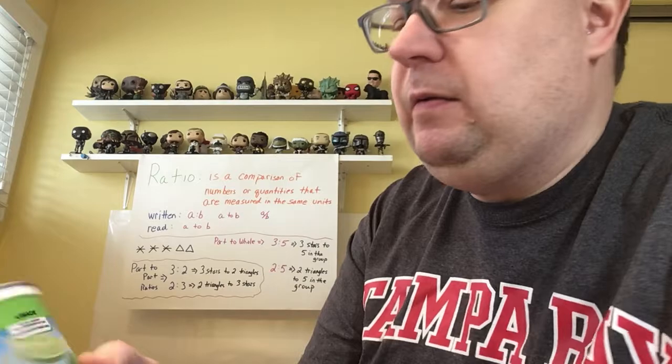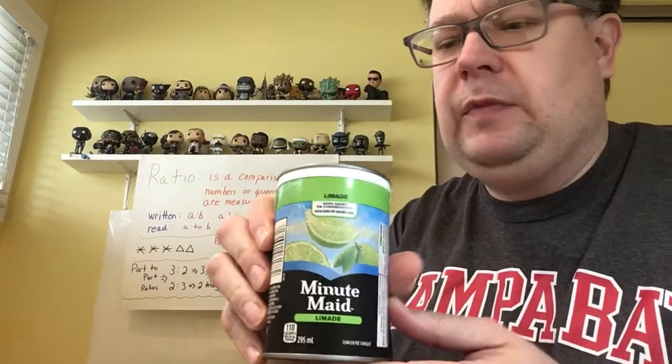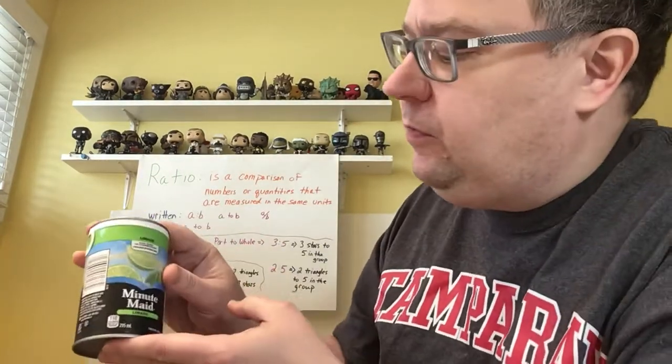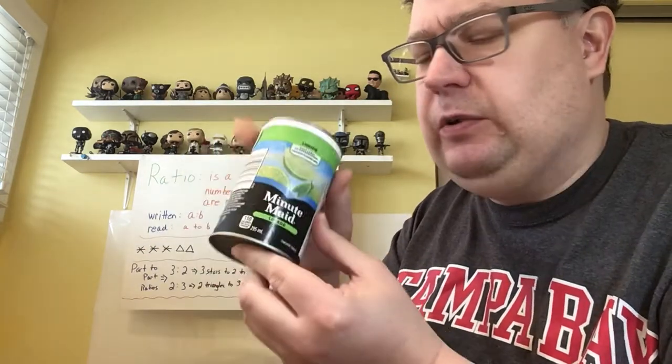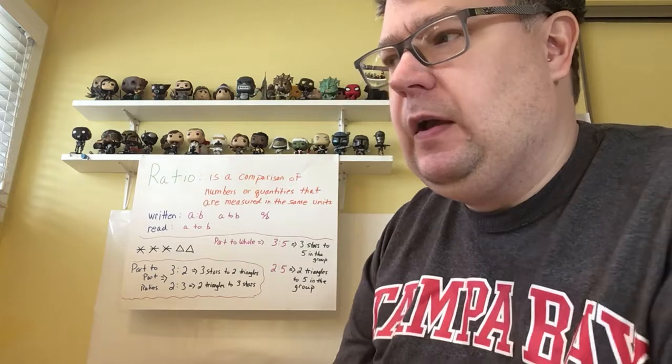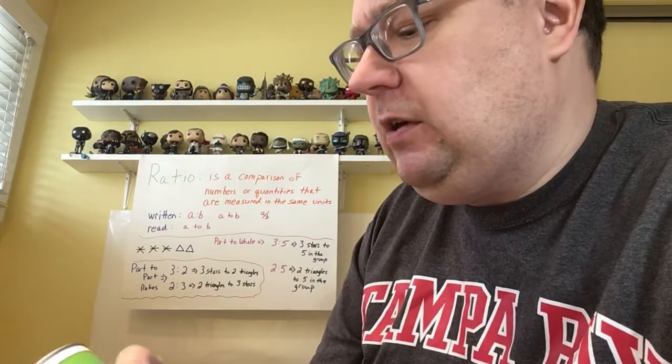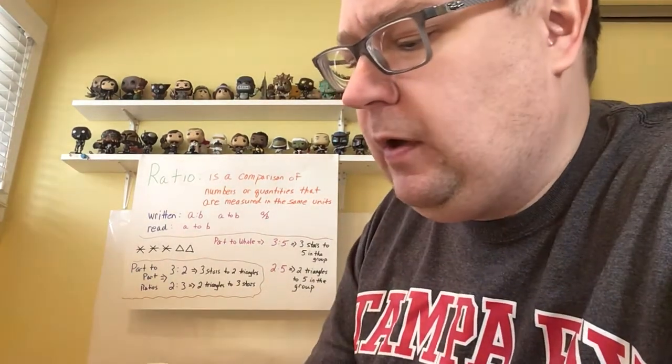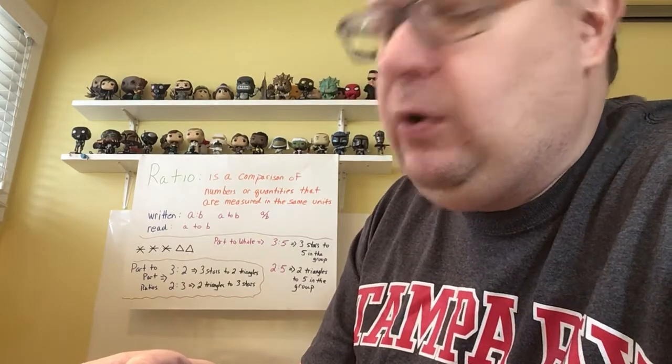Now, if you look at my Minute Maid lime, I have what's called lime juice in concentrate. So this thing is full of lime juice. So I will dump it into a container, and then it tells me in the instructions to add 4 cans of cold water. So I would add 4 more cans of this full of water. And that's a ratio. That means 1 can of concentrate to 4 cans of water.